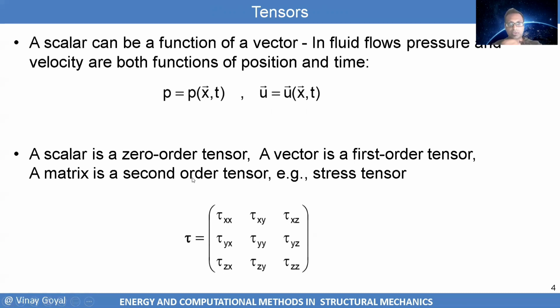An example of a scalar quantity is temperature. That's a zero-order tensor. A vector, velocity as an example, is a first-order tensor. A force is a first-order tensor. It has a magnitude, and the force has a direction.